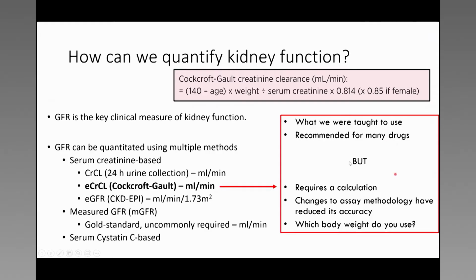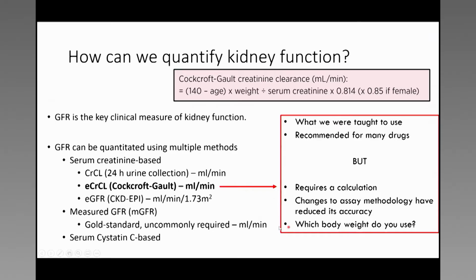But a problem with this is that, firstly, it requires us to do a calculation. And when you've got humans doing calculations, there's always a risk of error. The other issue is that since 2010, there's been a change in the way the assay has been performed. And this was in an attempt to standardize the assay across the world. In doing so, it's now reduced the accuracy of the predictions by Cockcroft-Gault, because we're now talking about a slightly different assay. It's probably only changed estimates by about 10 to 20%, but it is still a change.